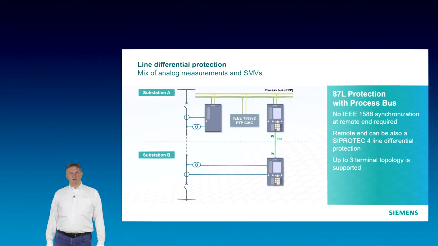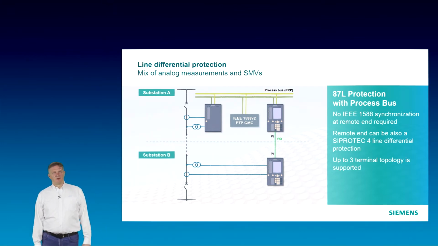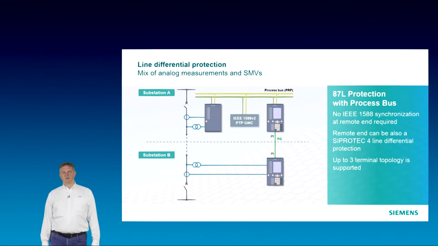In my last application example for today, I want to talk about line protection. As mentioned earlier, the mix of directly connected analog values and values received via Process Bus is possible. This includes also the line differential application. The cool thing about this is that the opposite end does not need a precise time synchronization. Even a ZProtect 4 line differential protection device could be installed and work together with a modern Process Bus installation at the local end of the line.